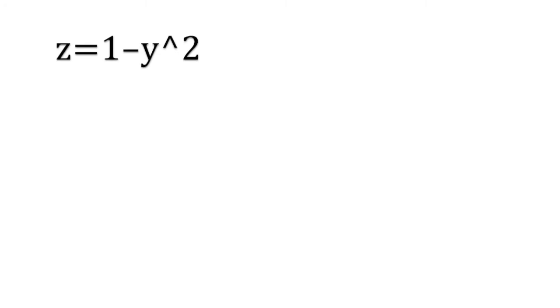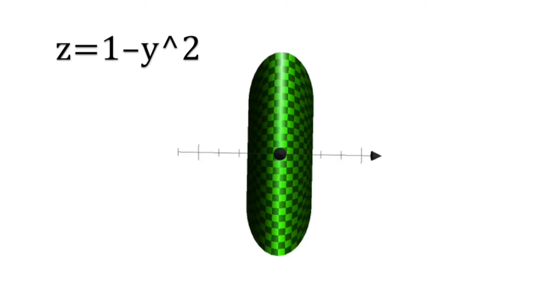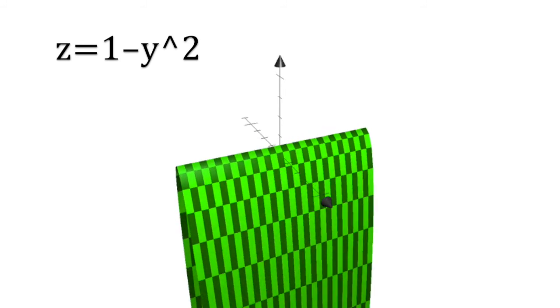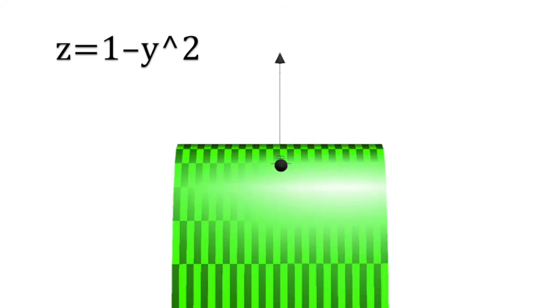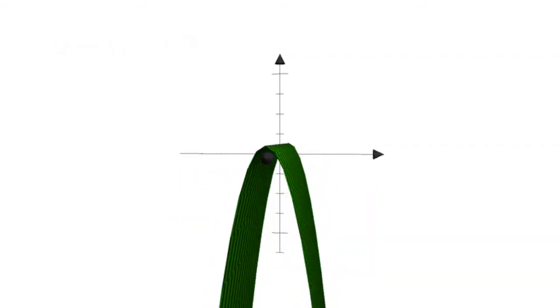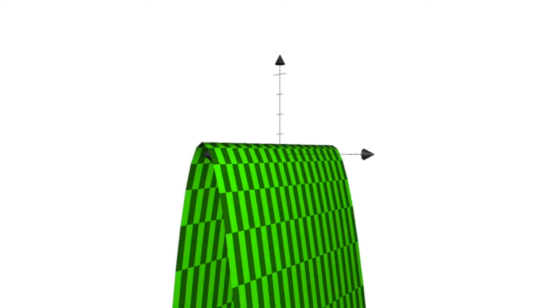To graph 3D functions, it is helpful to look at each side of the function. For the function z equals 1 minus y squared, we can look at the xy plane, xz plane, and yz plane. Finally, we put them together to see the 3D graph.